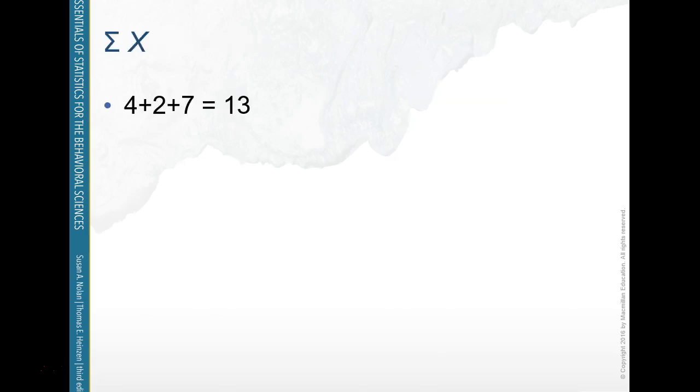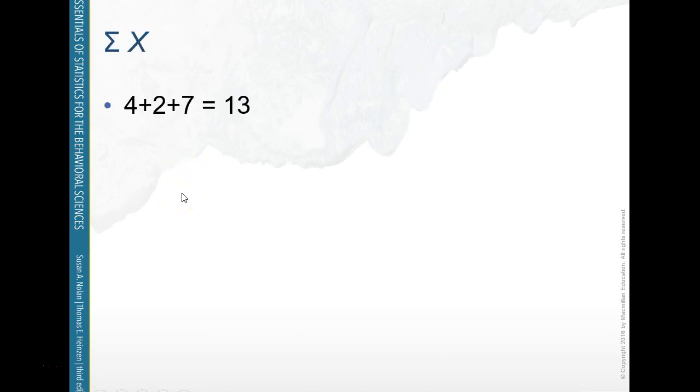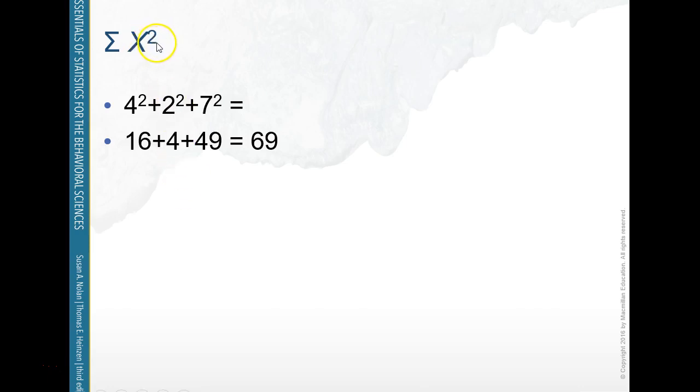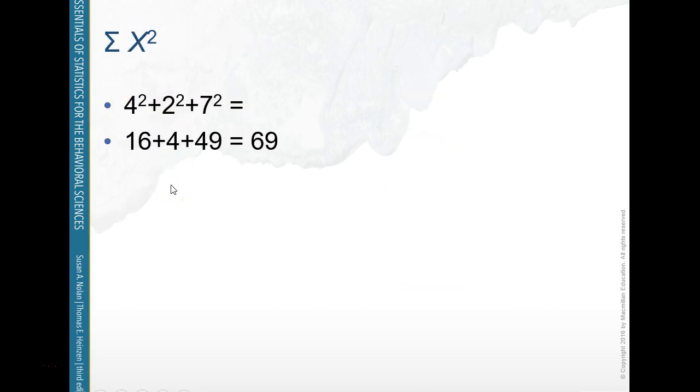All right, now hopefully you've done your work. So sum of x, that's our first one. That sigma sign means sum of x, so all you're going to do is add up 4 plus 2 plus 7. 4 plus 2 plus 7 gives you 13. Sum of x squared, so first we do the exponent. 4 squared, remember that's our data, 4, 2, and 7. So, 4 squared plus 2 squared plus 7 squared, 16 plus 4 plus 49 gives you 69.